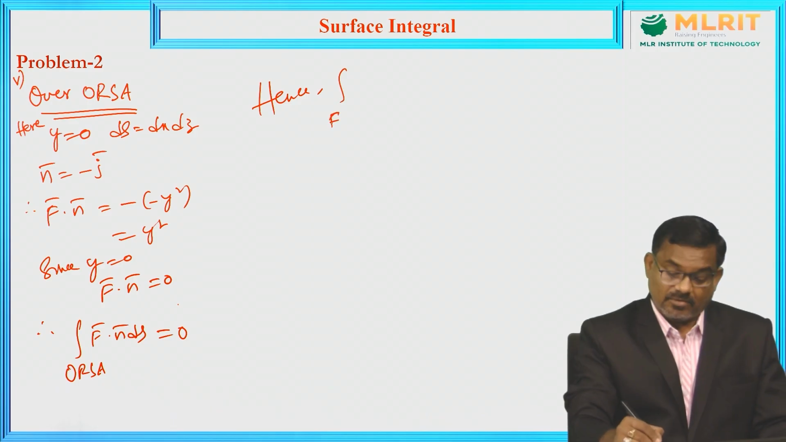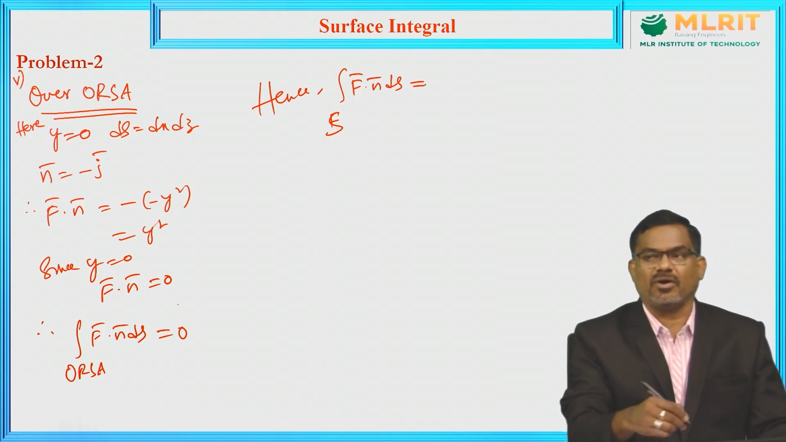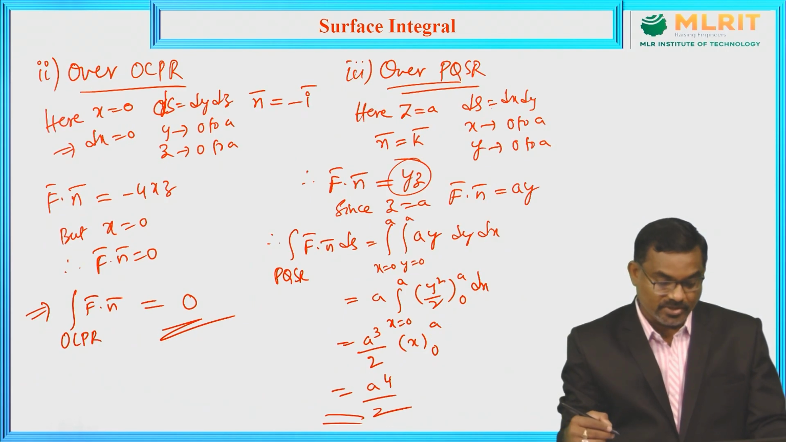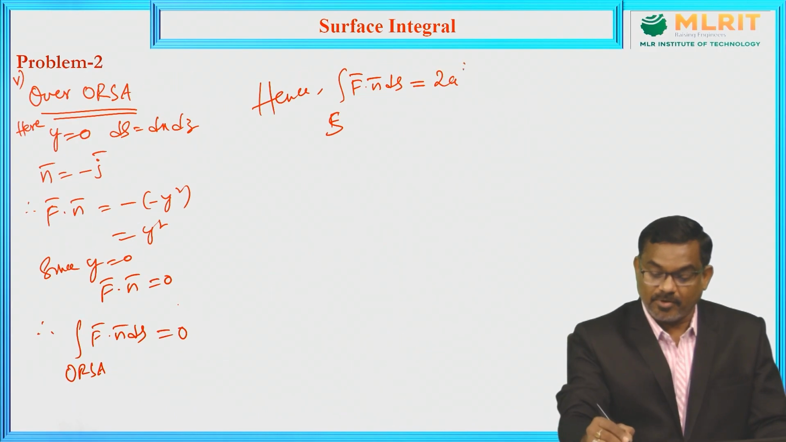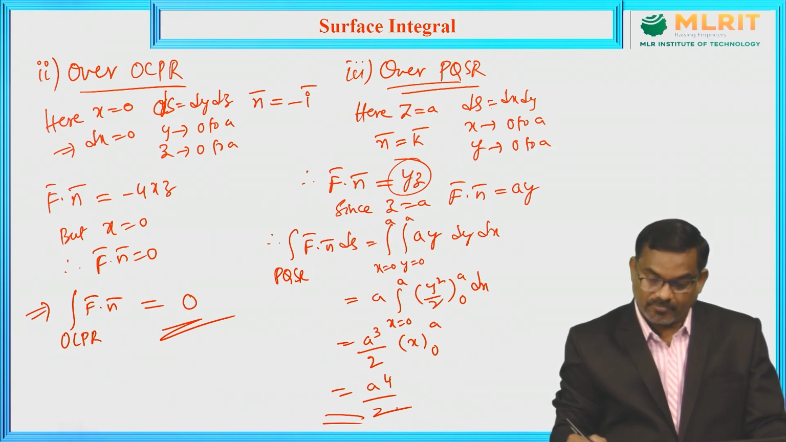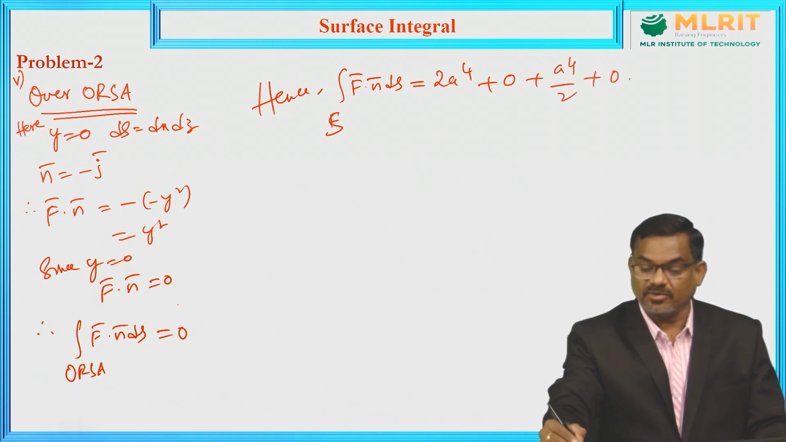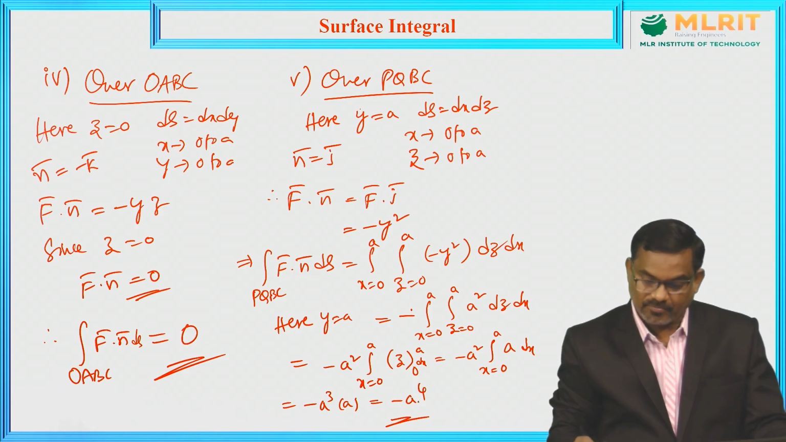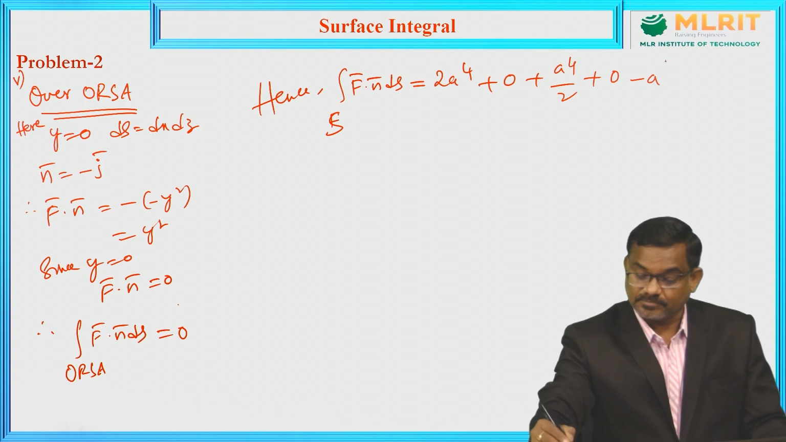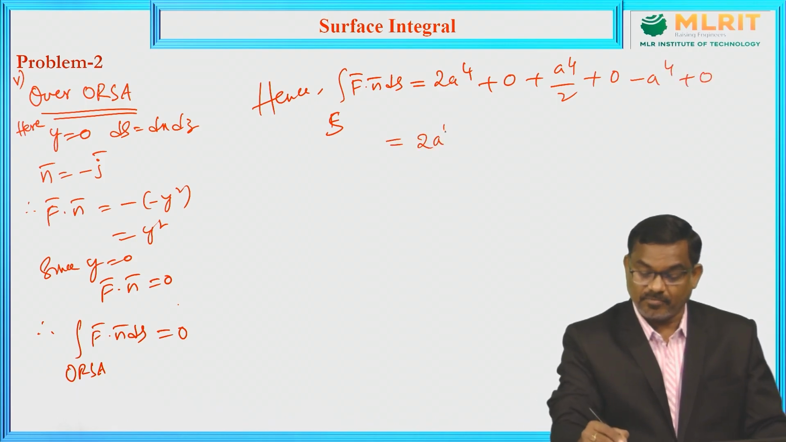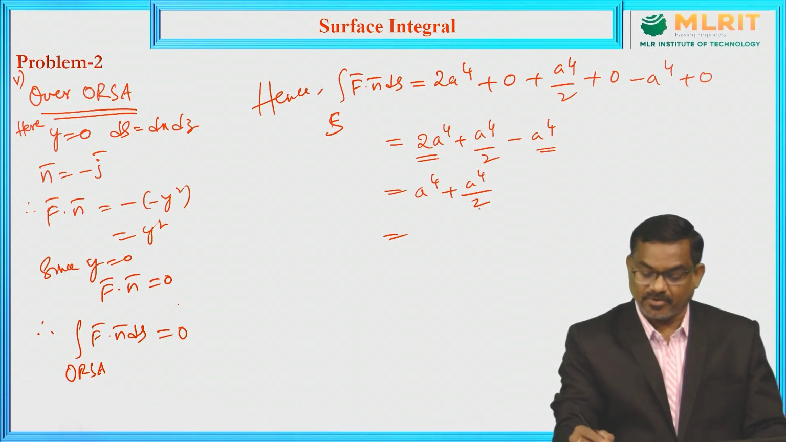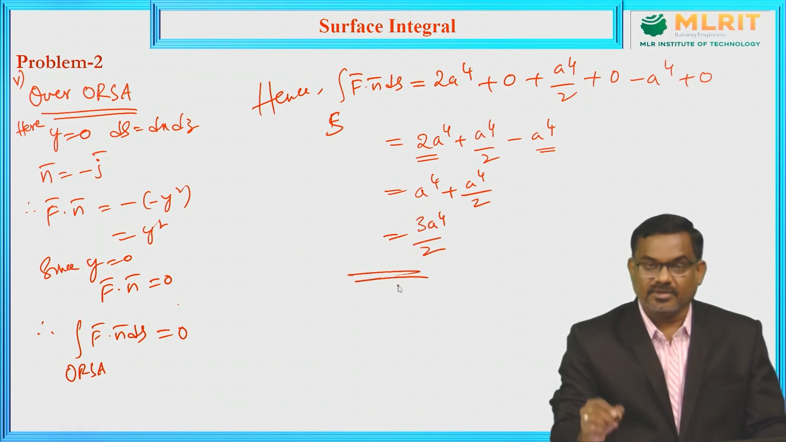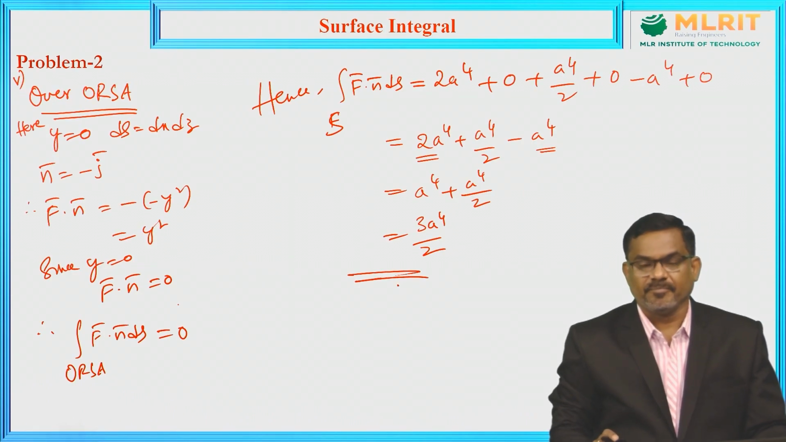Hence the surface integral over the surface S of f bar dot n bar ds is the sum of all these 6 surface integrals. So the first one, how much did we get? 2a power 4, then second 0, third a power 4 by 2, fourth again 0, fifth minus a power 4, sixth again 0. So, 2a power 4 plus a power 4 by 2 minus a power 4. So 2a power 4 minus a power 4 is a power 4, plus a power 4 by 2, which gives 3a power 4 by 2. This is the surface integral of the given f bar over the cube.